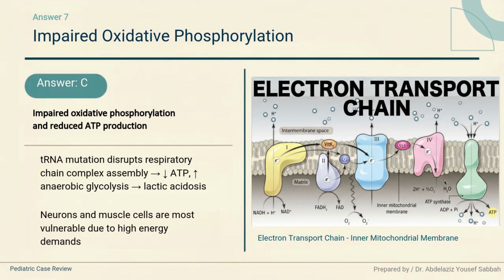The transfer RNA mutation in MELAS disrupts assembly of the respiratory chain complexes on the inner mitochondrial membrane. This reduces production of adenosine triphosphate, the cell's main energy currency, and forces the cell to rely on anaerobic glycolysis, which generates excess lactate and causes lactic acidosis. Neurons and muscle cells are the most vulnerable tissues because they have very high energy demands. This single biochemical failure explains the encephalopathy, the myopathy, and the lactic acidosis seen across the syndrome.